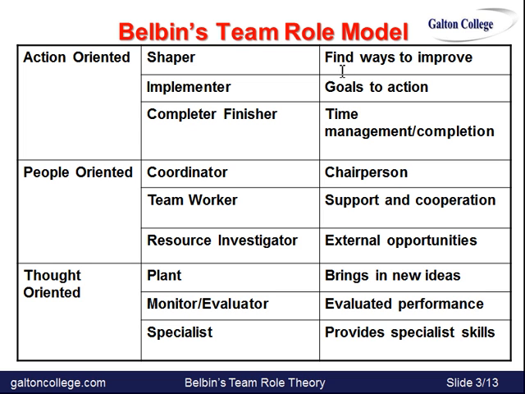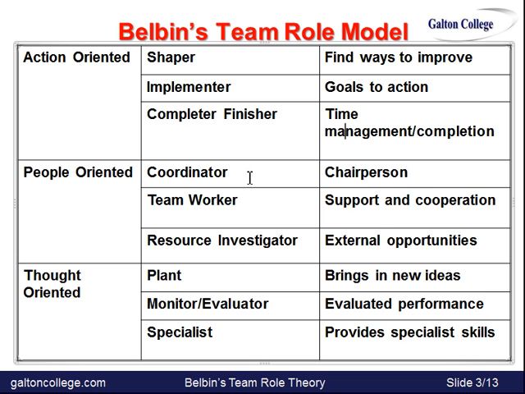Now, the shaper finds ways to improve things. That's a very potted explanation, a very brief explanation of what a shaper is: somebody who finds ways to improve. The implementer converts the goals or the plans of the organization into action. It's the implementer, somebody who implements the goals into action. And that's the brief explanation. The finisher, completer, well, it's time management and completion. Somebody who will bring it in on time and complete the project.